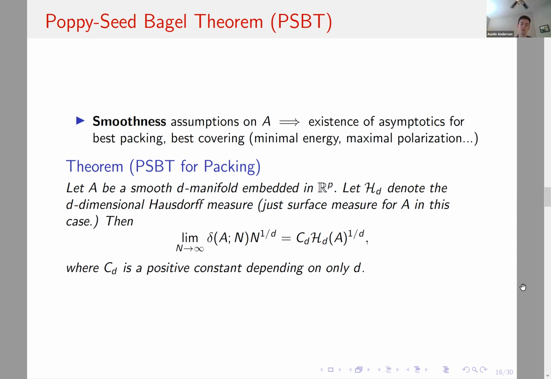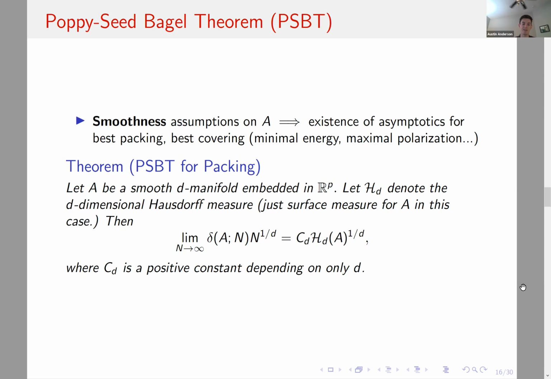So for our first version, we're going to let A just be a smooth D manifold embedded in R^p. We'll let H_D denote the D-dimensional Hausdorff measure, which is in this case, if we're looking specifically on this smooth D manifold, then it's just the surface measure for A. Then we have, not only does the following limit exist, but the limit as n goes to infinity of the best packing radius of n points on A times n to the 1 over D is equal to a positive constant C_D, depending only on D, times the Hausdorff measure of A raised to the 1 over D.